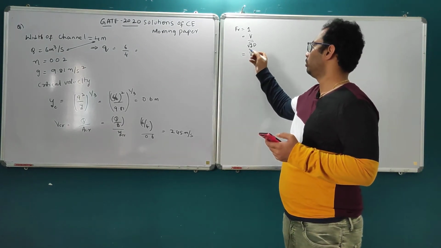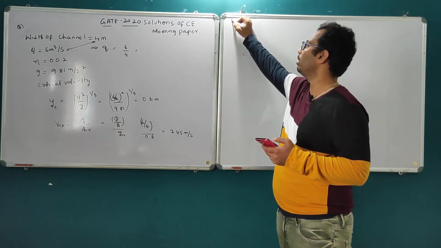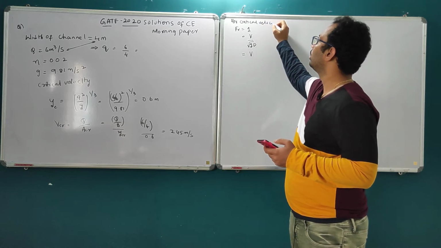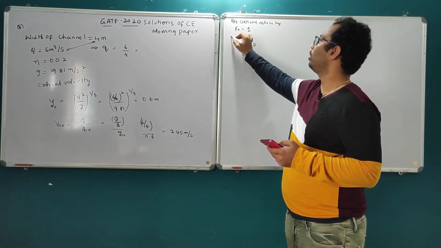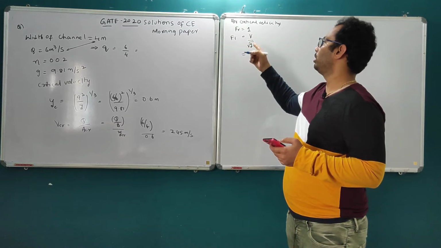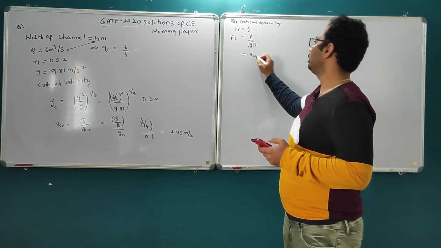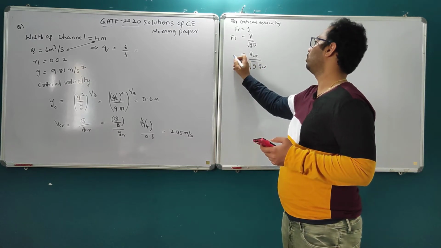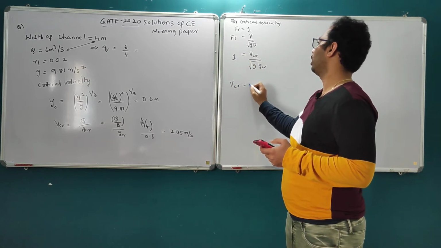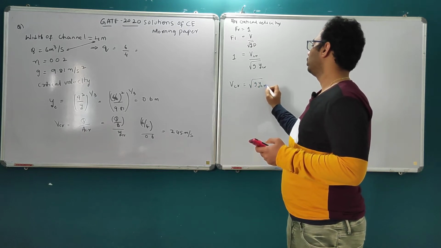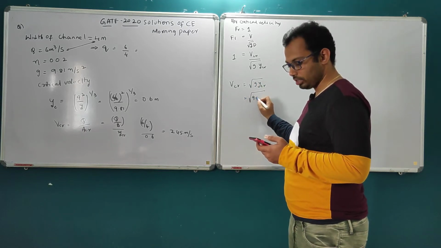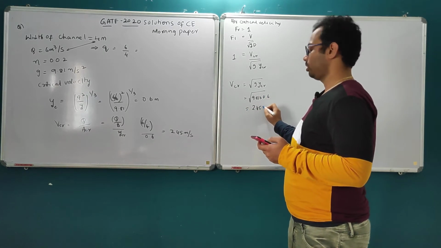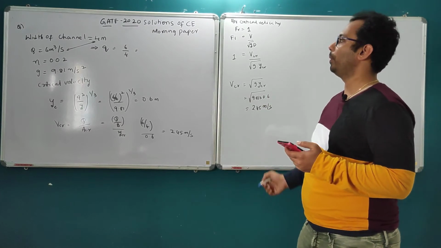So Froude's, what I told, for critical velocity condition, Froude's number should be equal to 1. That means Vcr by square root of g into Ycr is equal to 1. So Vcr is nothing but square root of g into Ycr. So this also will give you the same answer, square root of 9.81 into 0.6 is 2.45 meter per second. So this is also alternative way of doing.